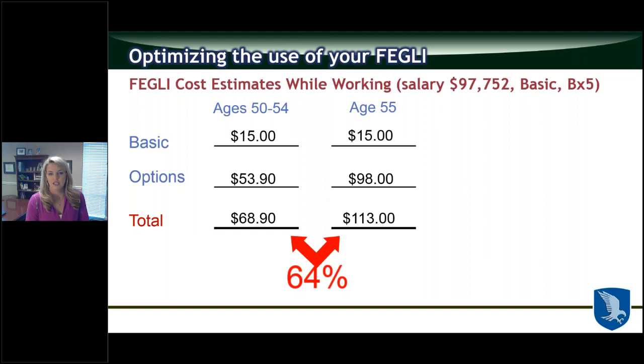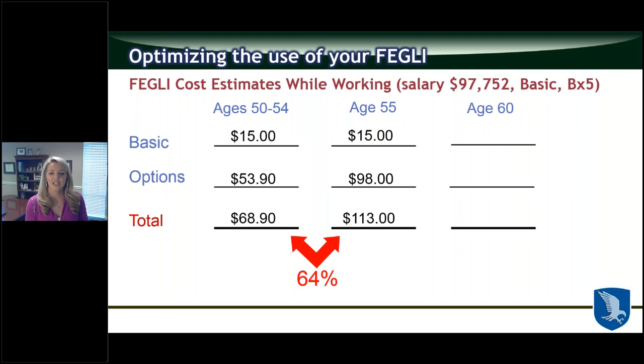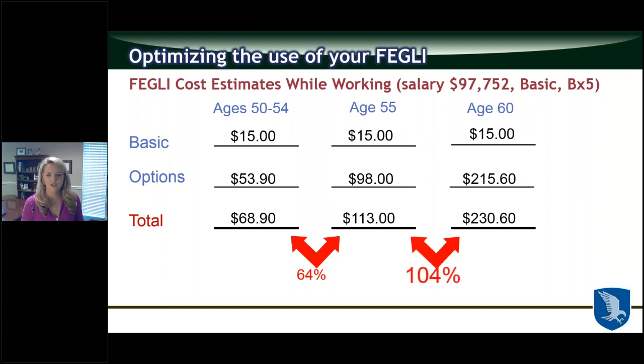Okay? Now, let's say that we have another birthday. We make it from age 55 to age 60. Here again, just to show you the math of option B, we're going to assume no salary increase, and so my basic is the same. My options have now increased, and therefore my total cost between age 59 and age 60 is about 104%. So be aware of how your FEGLI is structured while you're working. The structure is different into retirement.